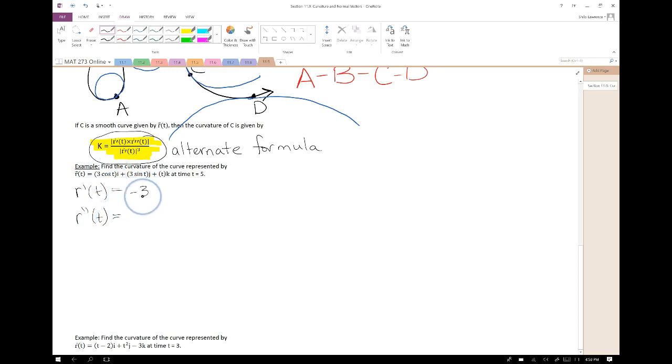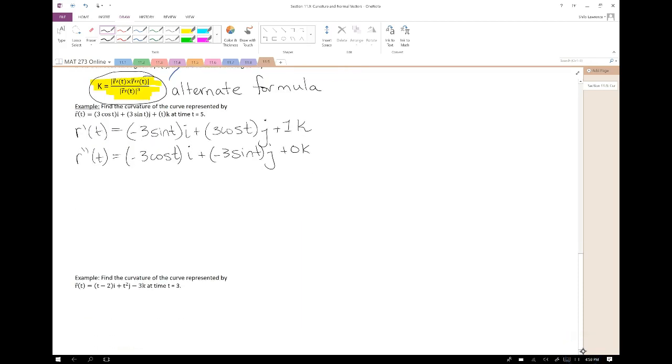r prime is going to be negative 3 sine t i plus 3 cosine t j plus 1k. And our second derivative is going to be negative 3 cosine t i plus negative 3 sine t j plus 0k. And then we need to find the cross product of r prime and r double prime.